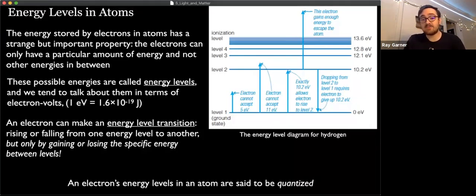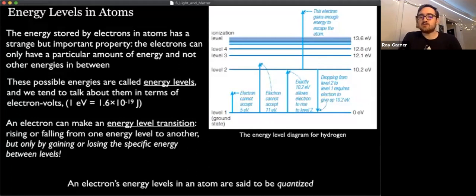It can't accept 5. There's nowhere for it to go. It can't accept 11. That's too much. It's sort of like Goldilocks and the 3 bears. 10.2 is just right. Now, once it's up at level 2, if it wants to move back down to level 1, it's got to release 10.2 electron volts. It can't release 5. It can't release 11, certainly. It has to release exactly 10.2 electron volts.